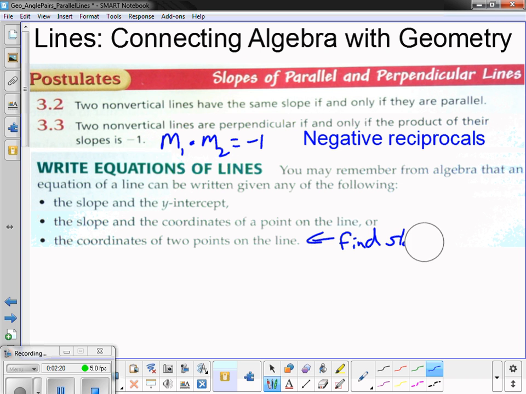Ooh, I don't know what that was. I'll be able to find slope. Now hopefully you remember how to find slope. Ignore the bell, it doesn't count for you guys.